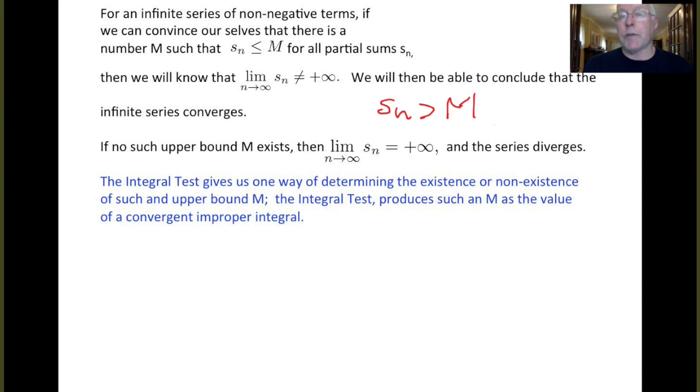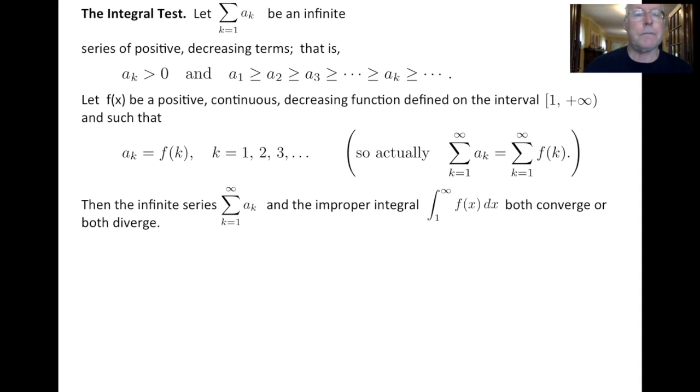So the integral test gives us one way of determining the existence or non-existence of such an upper bound m. And the integral test produces such an m usually as the value of a convergent improper integral. So here's what the integral test says.